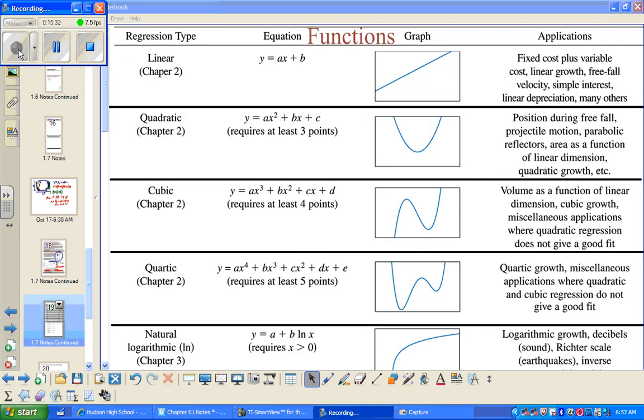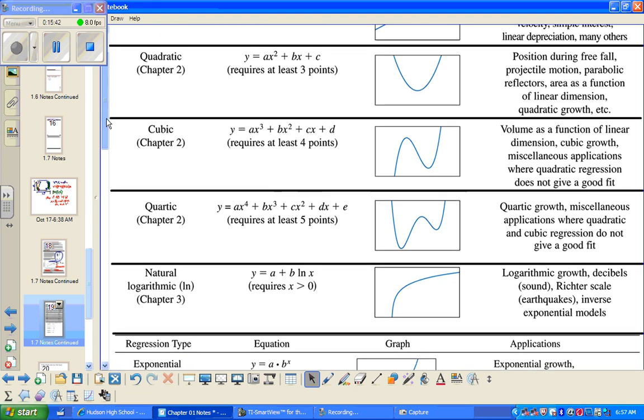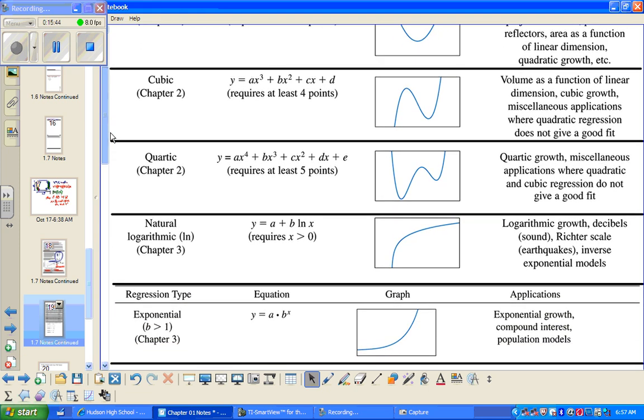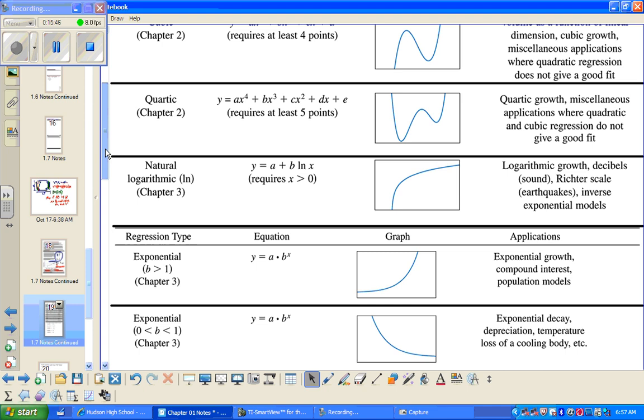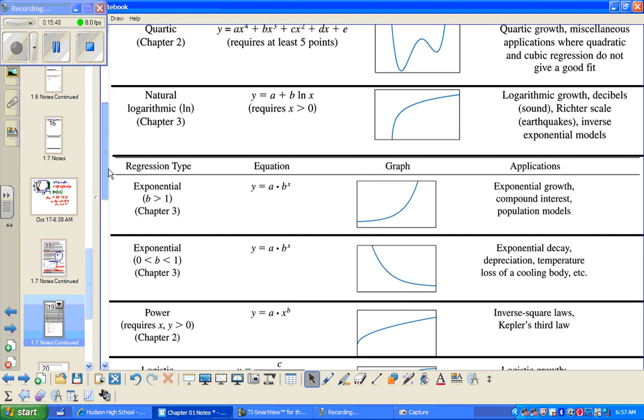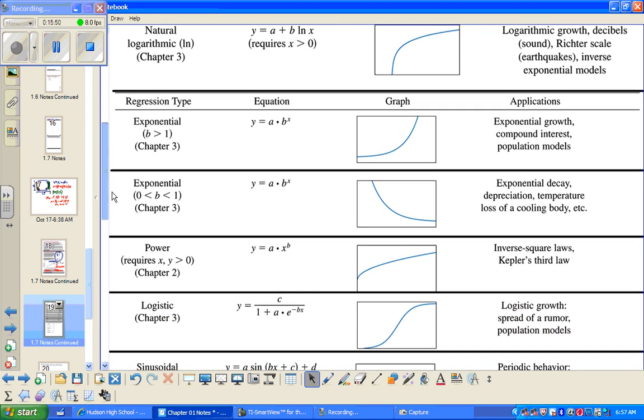The last thing I want to mention is that there's a nice chart in your book that you should study and take a look at that goes through all the different functions and mentions where we'll be talking about them. So you'll want to jot down this information into your notes. And again, it is in your textbook.